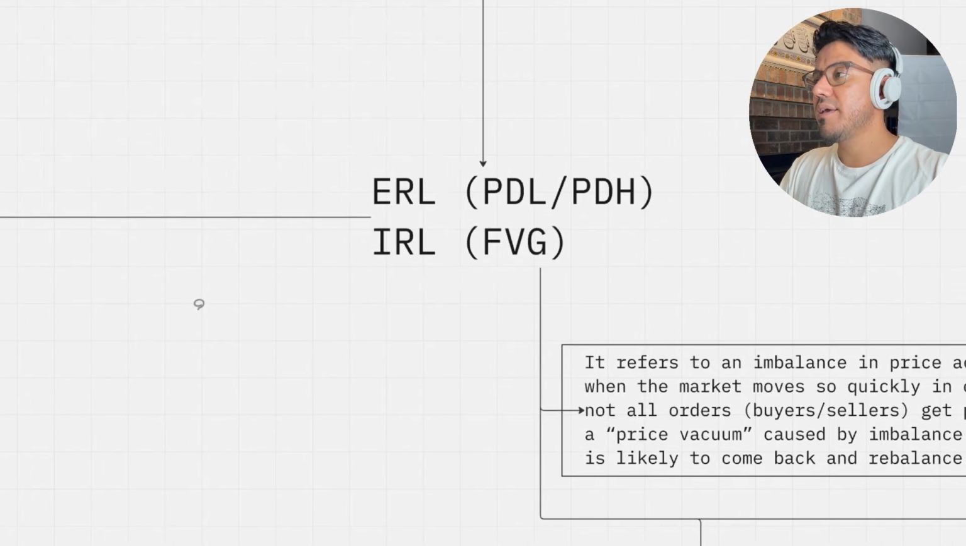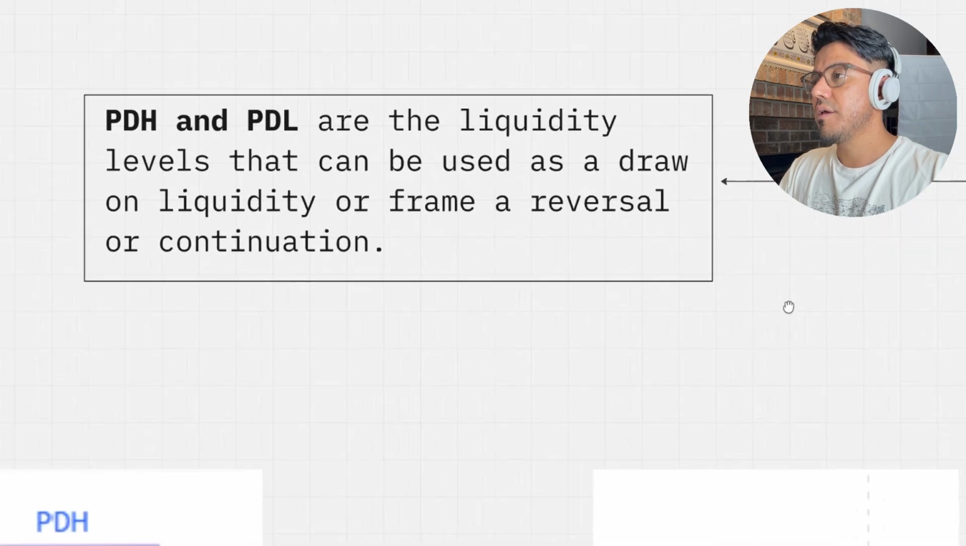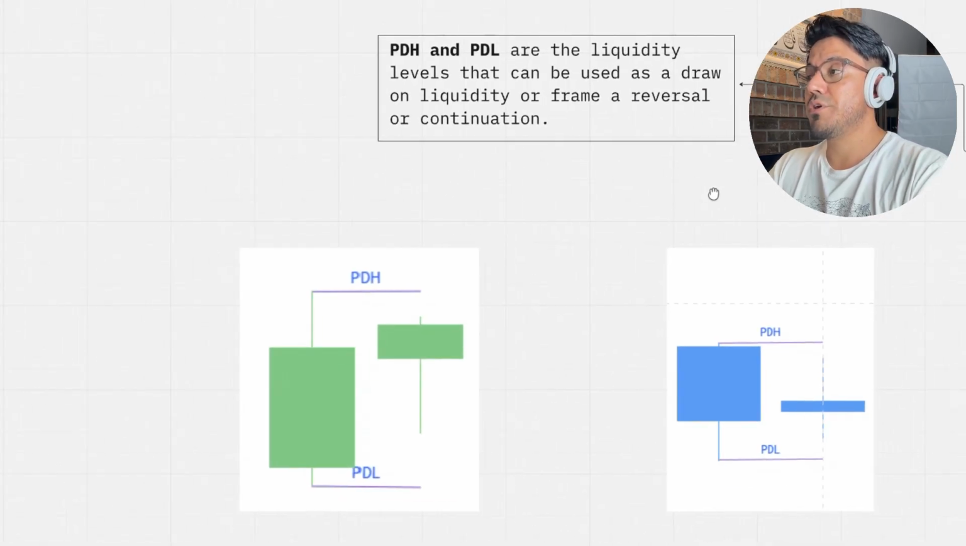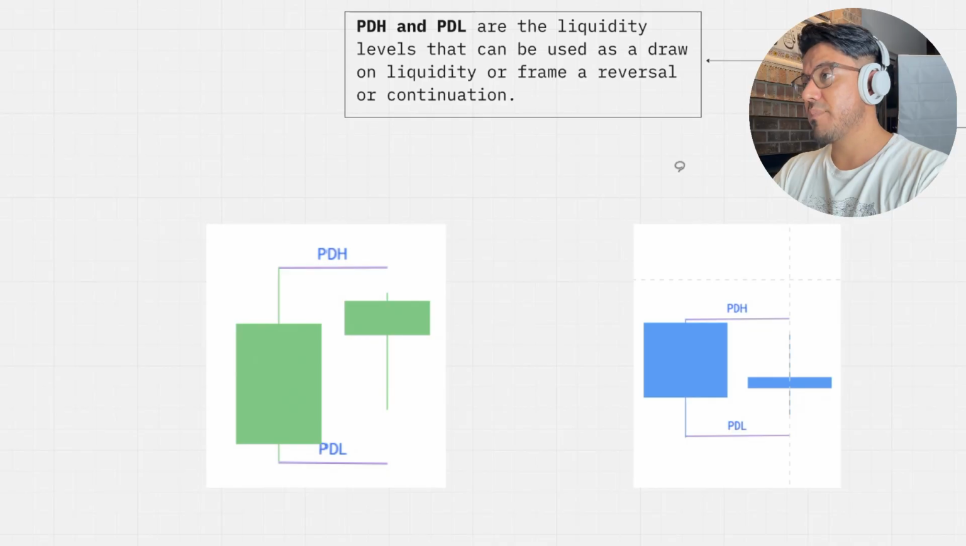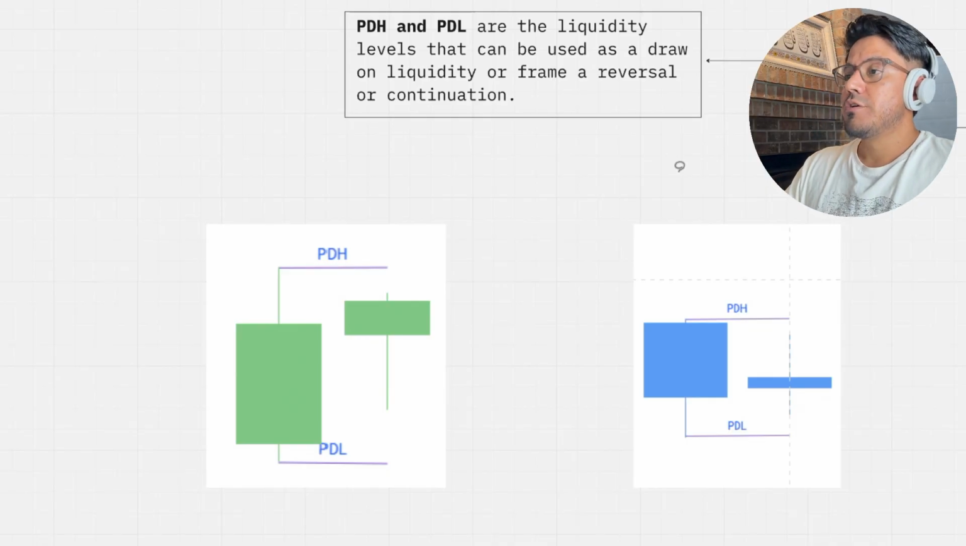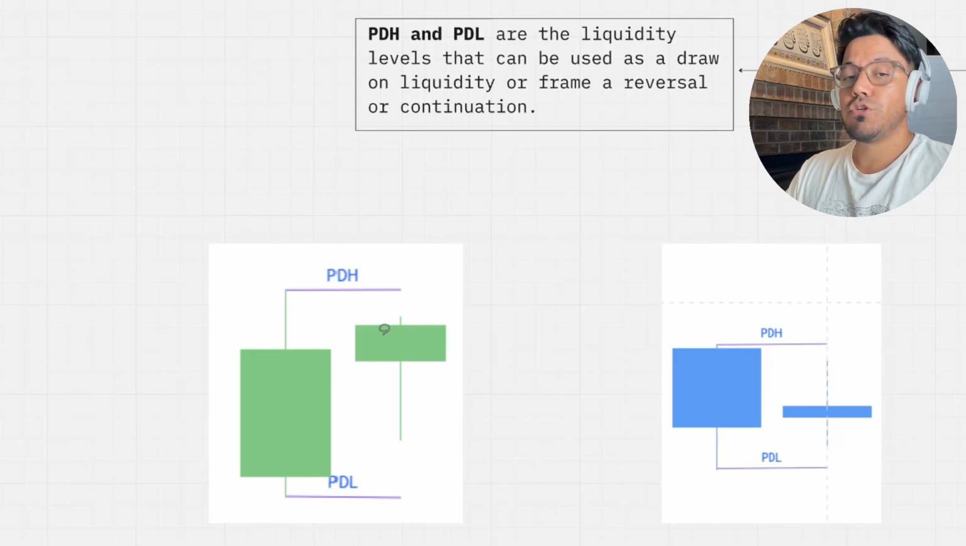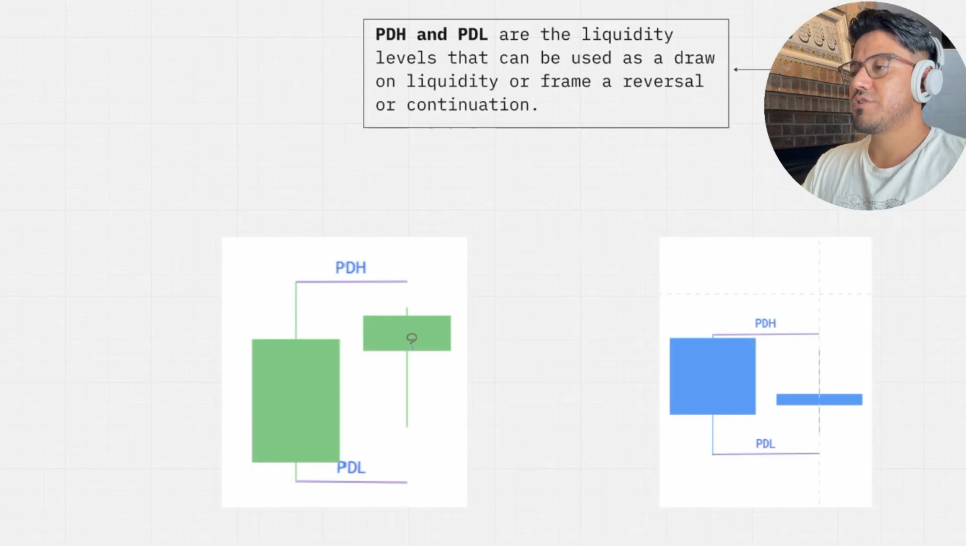So, previous day high. Previous day high and previous day low are the liquidity levels that can be used as a draw on liquidity or to frame a reversal or continuation. We have 2 liquidity pools, previous day low and previous day high. Most likely the price is moving up to grab liquidity at the previous day high, and then may reverse, consolidate, or maybe manipulate, and then there will be expansion.